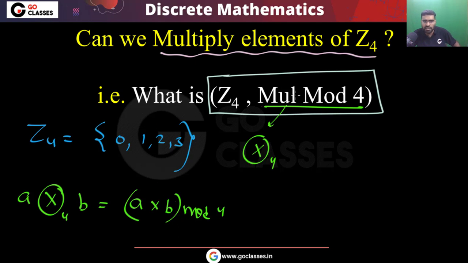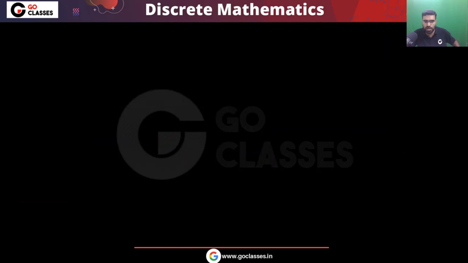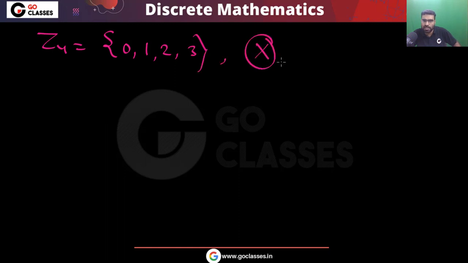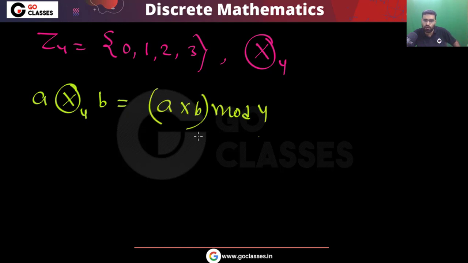Okay. Now I am asking, is this structure a group? So let's check it out. We are talking about this structure Z4, and Z4 is nothing but 0, 1, 2, 3. This is your Z4, and the operation is multiplication modulo 4. I have already told you what this operation is. A multiplication modulo 4 B is equal to: first you multiply and then you find mod 4. This is your operation.